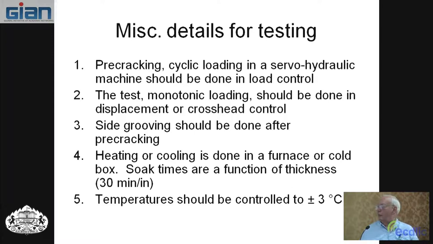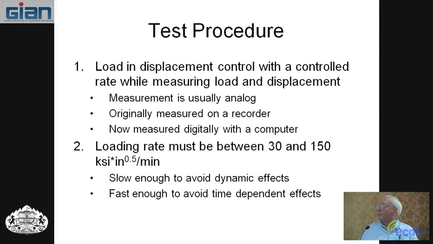Now, heating is usually done in a furnace, but you can use some kind of heating tapes and things to heat a specimen. And cooling, we used to use a little styrofoam box and blow in liquid nitrogen. And then you need a thermocouple and some feedback loop to tell you when you've gotten to temperature. So you would cool this down, and when you get to the temperature you want, sit and wait 30 minutes to make sure the specimen is cooled all the way through. Temperature should be controlled within plus or minus 3 degrees Celsius. So that's the setup to get started.